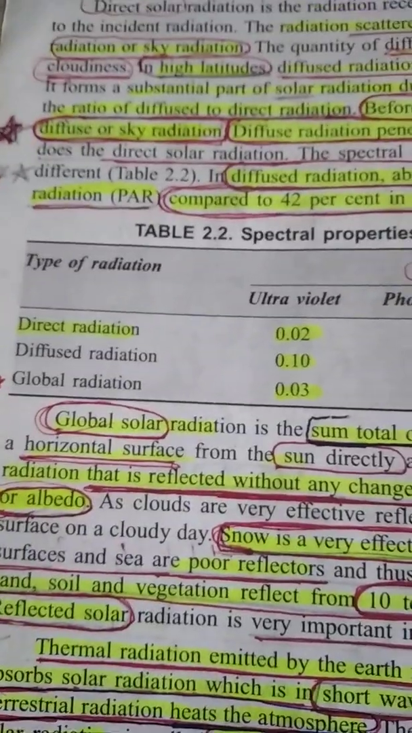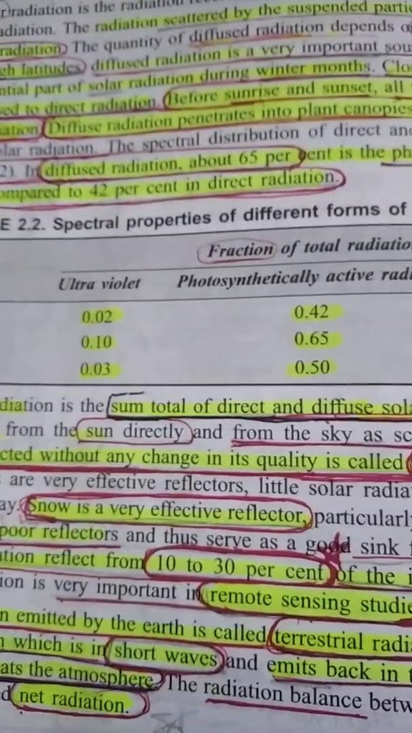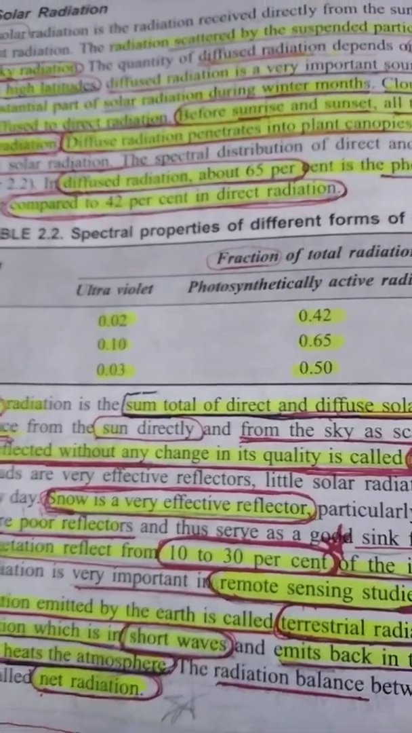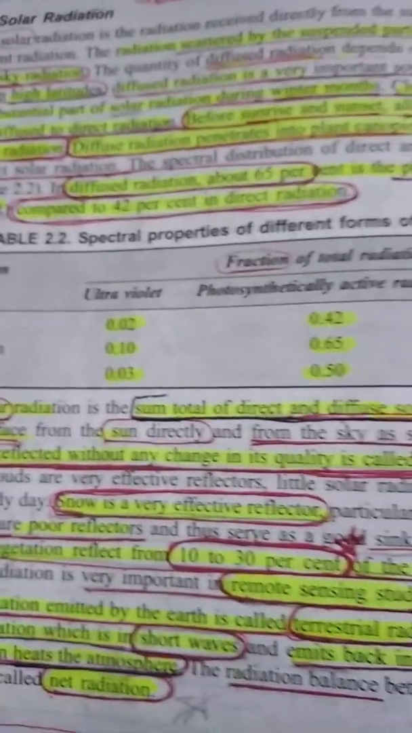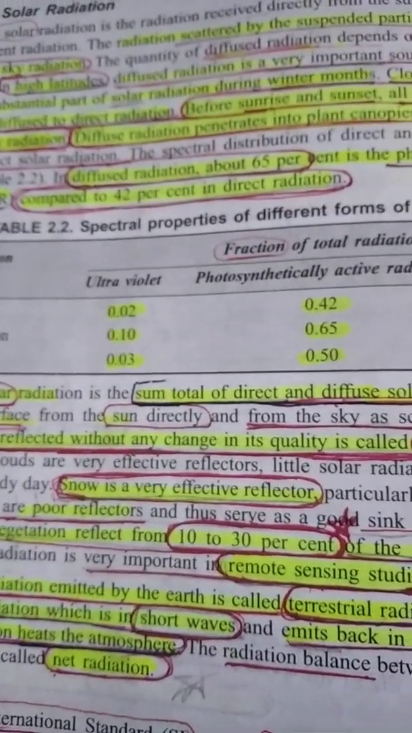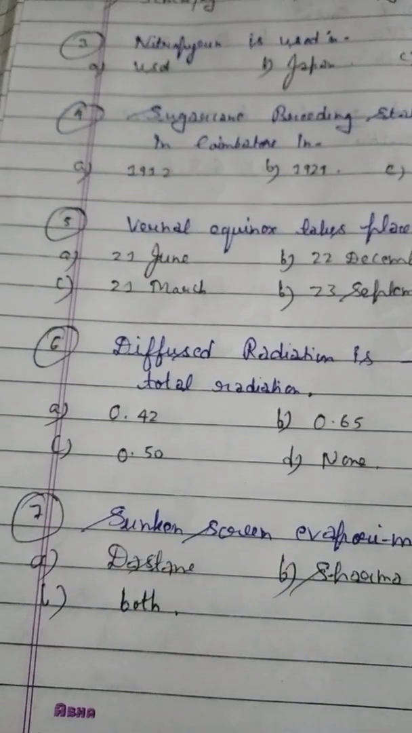So students, in this question diffuse radiation was asked from you. So diffuse radiation is 0.65. The fraction of diffuse radiation in the total radiation is 0.65. Please remember it.